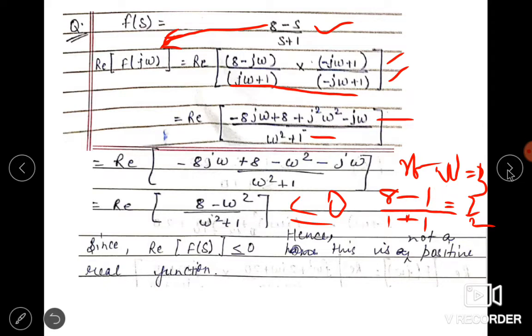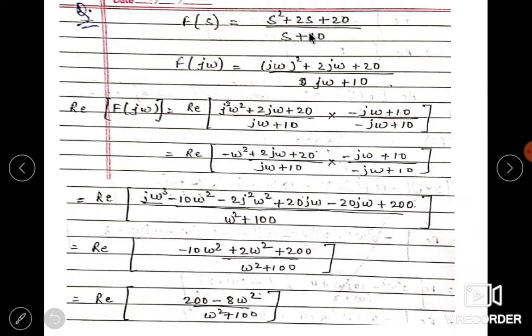Now take another example. See, this is one question. I would like you to practice more and more problems, so that you are more convenient while doing the examination. So the next question is Fs is equal to s square plus 2s plus 20 divided by s plus 2. Put s equal to j omega, replace this in the equation, and it becomes like that.